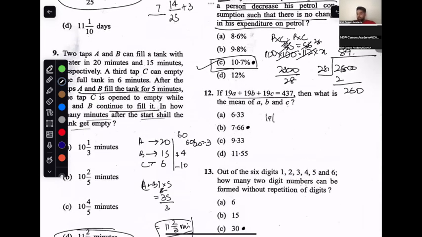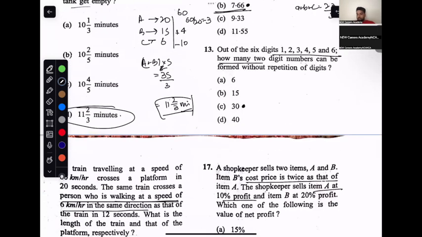19, so and so. We take 19 common. A plus B plus C is 437. So A plus B plus C would come out to be 23. The number is 3. So when we divide this, this becomes 7.6666. That's your answer. Out of the 6 digits, 1, 2, 3, 4, 5, 6, how many 2-digit numbers can be found without repetition? We have a 2-digit number. This is repeated 6 times, this is repeated 5 times, so answer is 30.